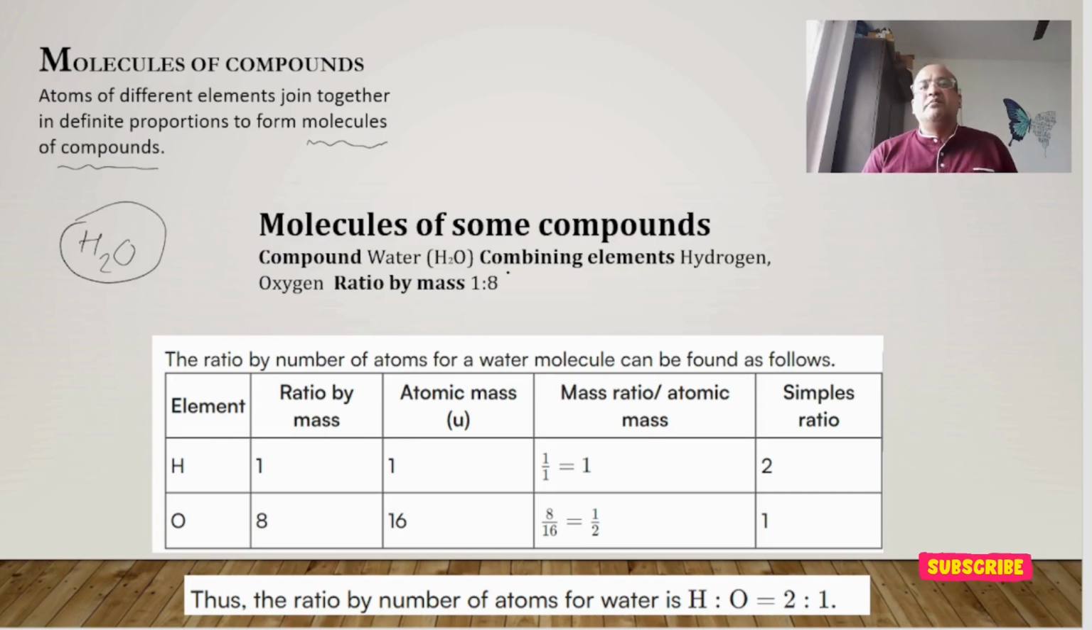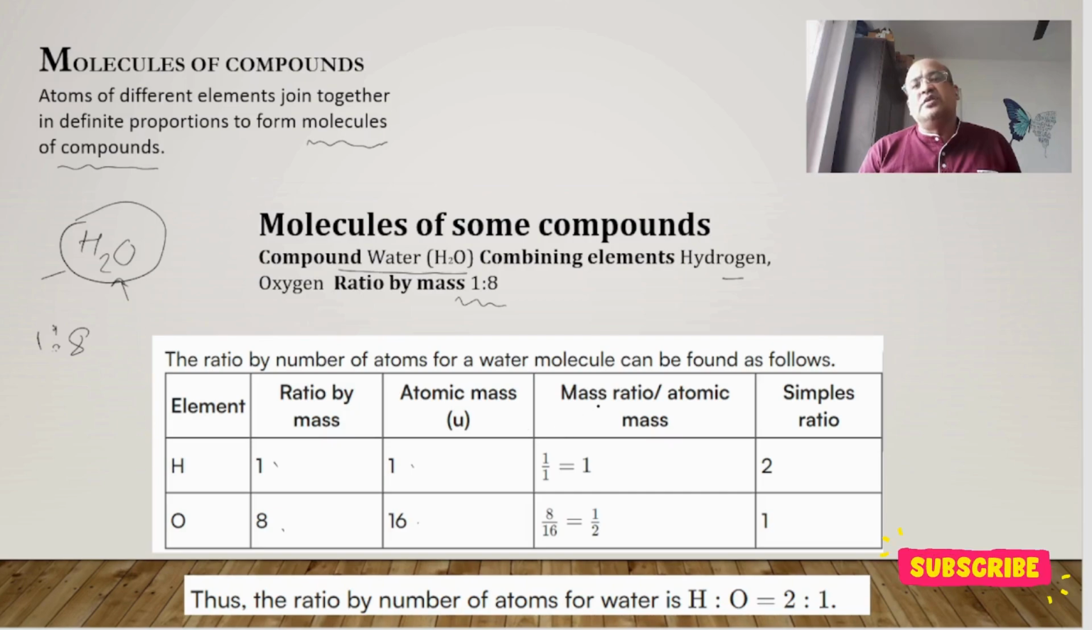Now, let us try to understand the molecule of a compound with the example of water. So the combining elements are two, one is hydrogen and another is oxygen. And we have already seen the ratio is 1 to 8. Now let us try to take out the simple ratio. Hydrogen ratio by mass, we know that it is 1, oxygen it is 8. Atomic mass of hydrogen is 1 and that of oxygen is 16.